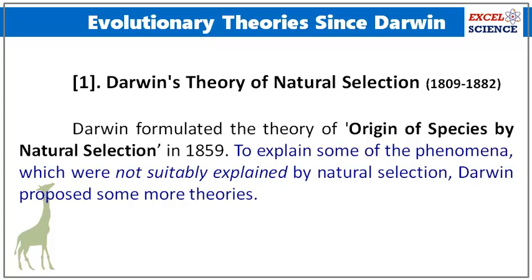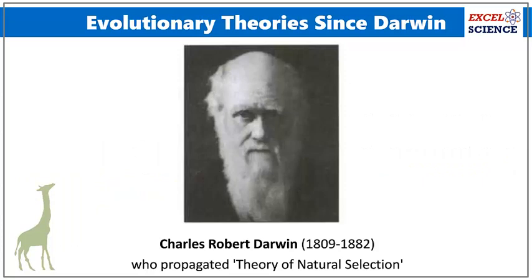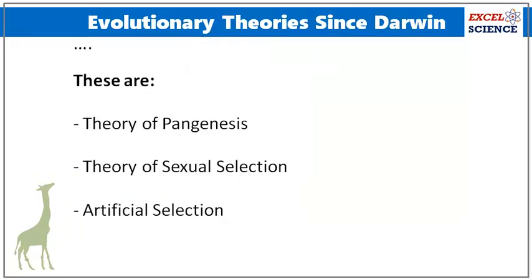Darwin's theory of natural selection. Darwin formulated the theory of origin of species by natural selection in 1859. To explain some of the phenomena which were not suitably explained by natural selection, Darwin proposed some more theories. These are theory of pangenesis, theory of sexual selection, and theory of artificial selection.